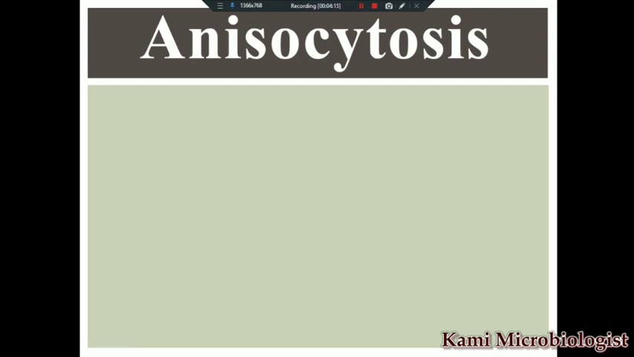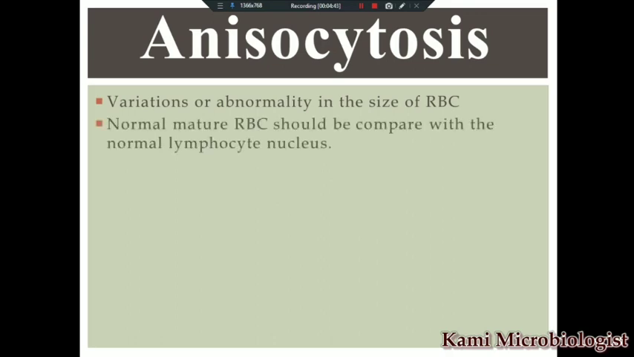Let's see the first terminology that we are going to see in the blood smear, which is anisocytosis. So what is anisocytosis? Anisocytosis means the variation, the changes, or we can say the abnormality in the size of the RBC. We call it anisocytosis. Aniso means differences, variation, etc. Cytosis means cells.